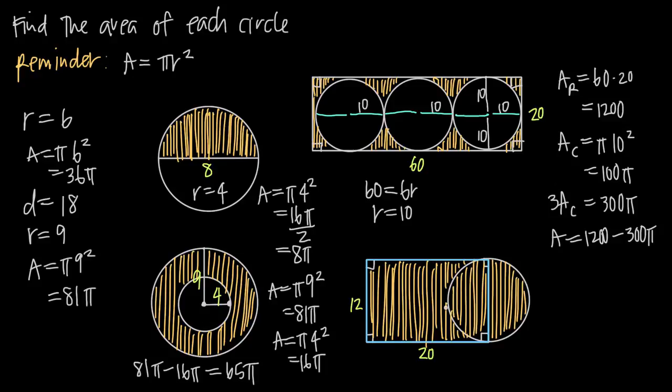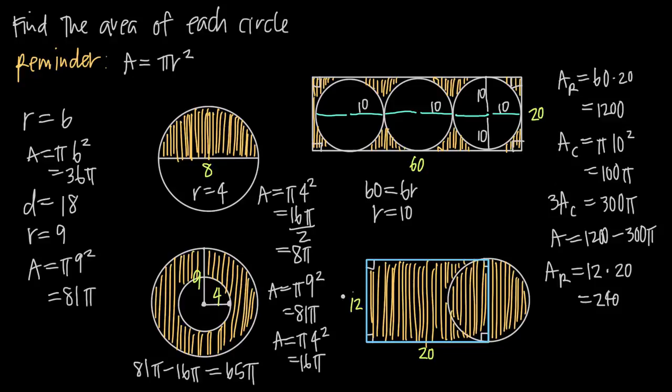So the area of the rectangle, we've been told that its dimensions are 12 by 20. So the area of the rectangle is going to be 12 times 20, which is going to give us 240 for the area of the rectangle. Now, what about the area of the circle here? Well, remember, when we're trying to find the area of a circle, we always have to think radius, and we don't have a radius yet.